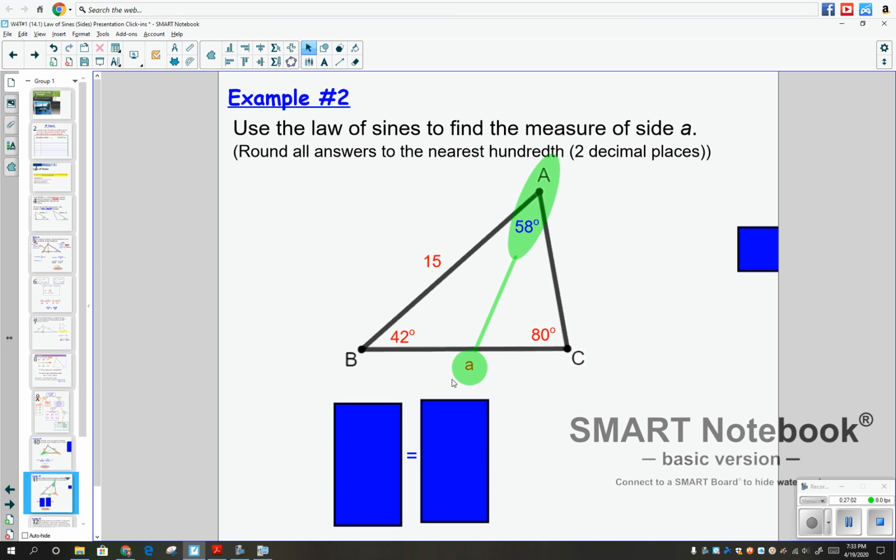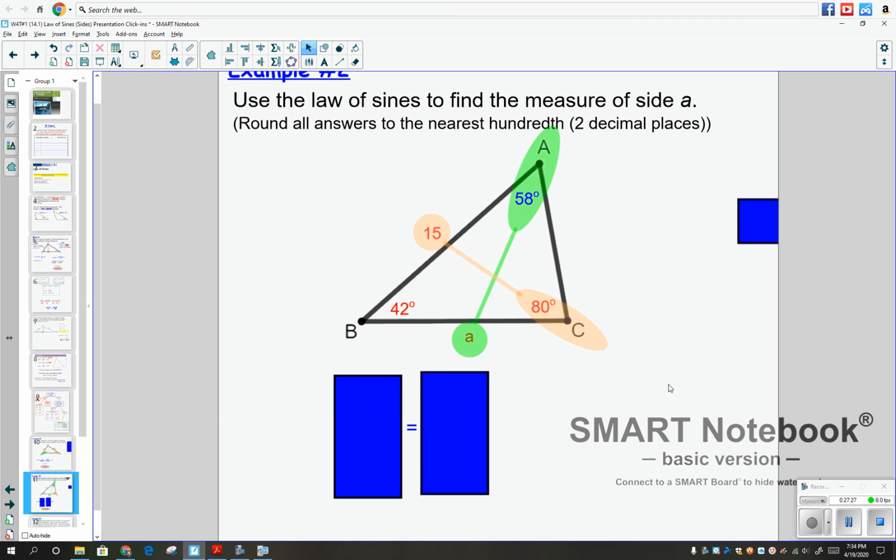So there's one opposite pair. I need another opposite pair that involves 2 measures I know the measures of both. I know the measure of angle B, but do I know the side across from B? No, can't use it. Let's try C. I know angle C. Do I know the side across from C? Yeah, I do. 15 and 80 are the side and angle that are opposite of each other and involve C.